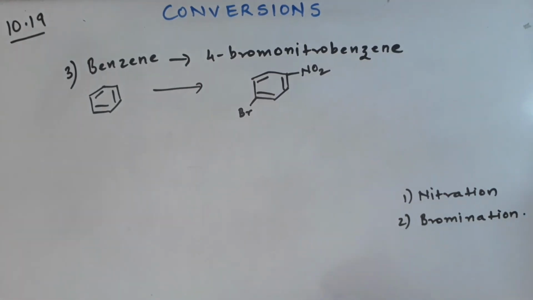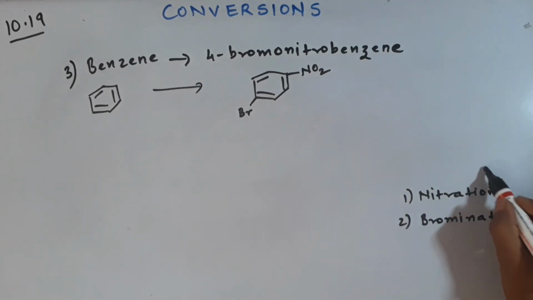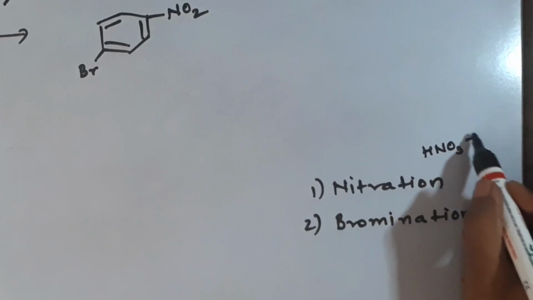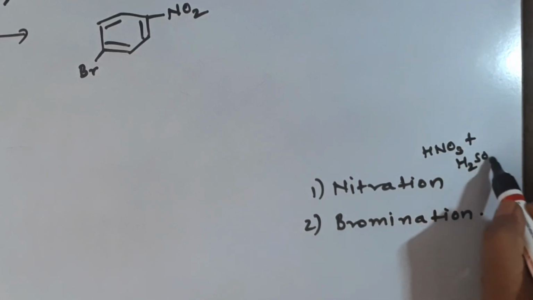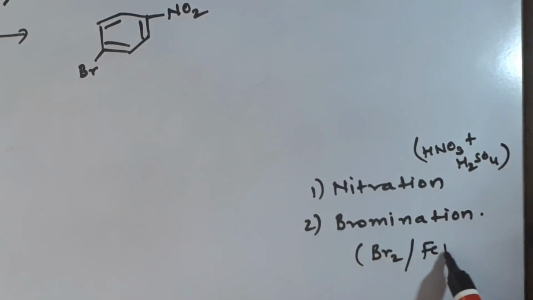Now the reagents are also known to you. For nitration, what do you use? HNO3 plus H2SO4, that is the nitrating mixture you are going to use. And for bromination you will use bromine in the presence of the catalyst anhydrous ferric bromide.